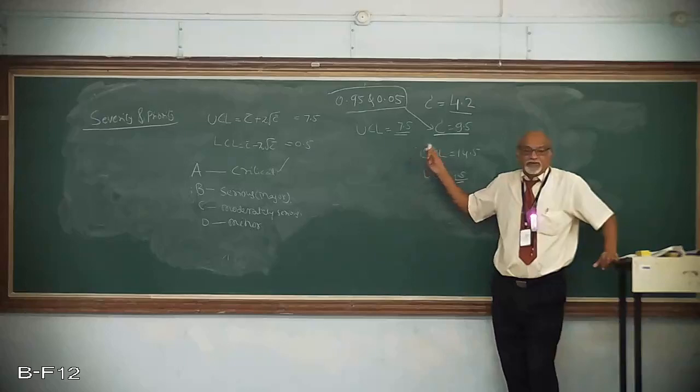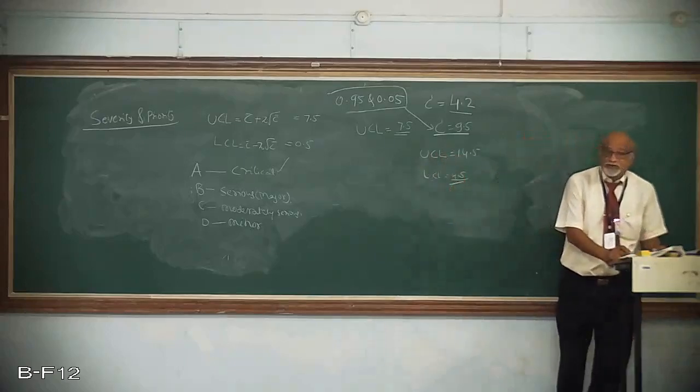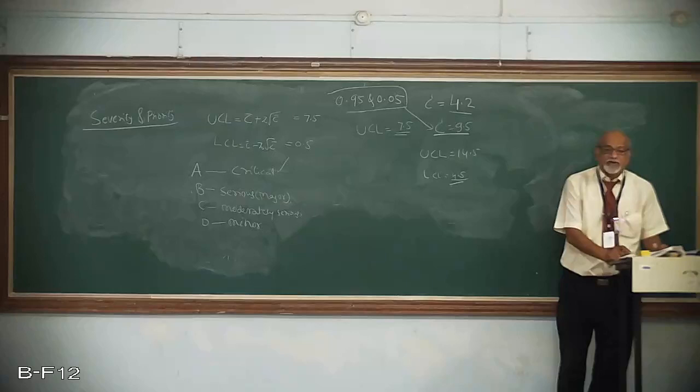So with this, I'll be concluding the session. You need to understand what the difference is between the control chart for variables and attributes, and which one is to be used when. And again, within control charts for attributes, the difference between the U chart and C chart, P chart and NP chart.